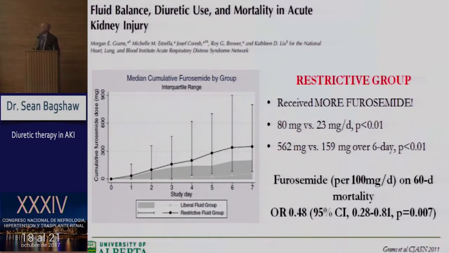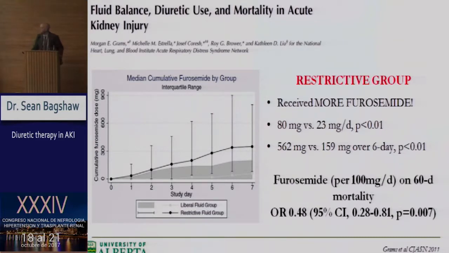In fact, you can see on average 80 milligrams a day versus 23 in the liberal arm. In fact, people in the liberal arm still receive diuretic therapy. Intensivists love diuretics. We give tons of it to all our patients. But look at the accumulated furosemide over that first week. You can see here 562 milligrams in that first week versus only 159.